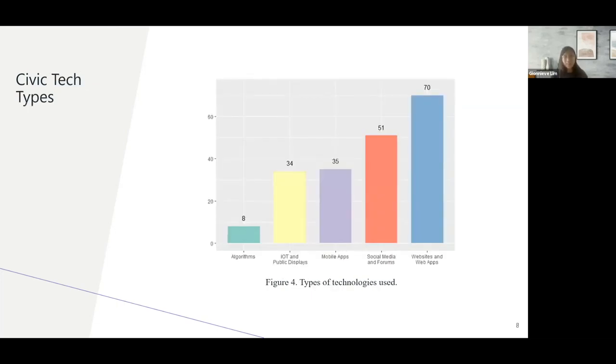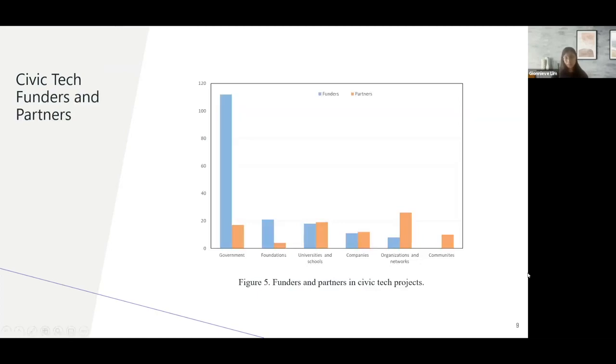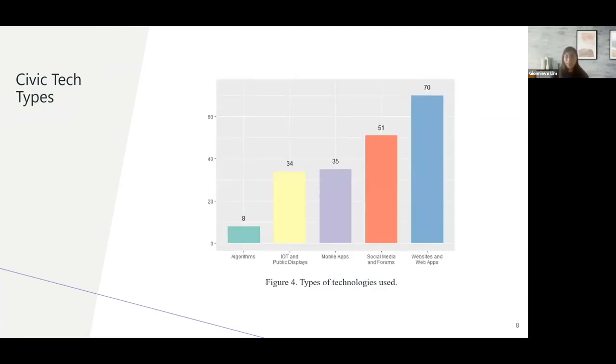And the next one is on the types of civic tech itself. So if you look here, the majority is on websites and web apps. So web platforms are the main civic technologies that have been used and created by people, particularly those who create tailor-made civic tech, so civic tech that is custom created for various purposes.